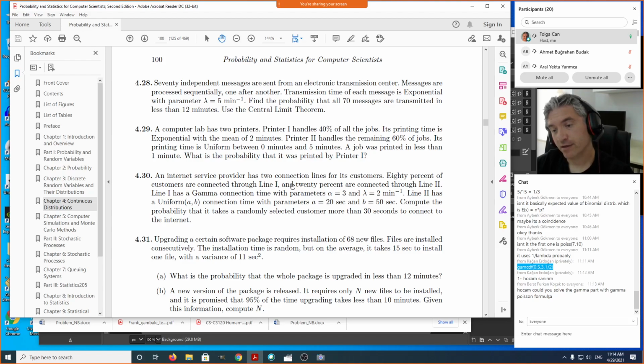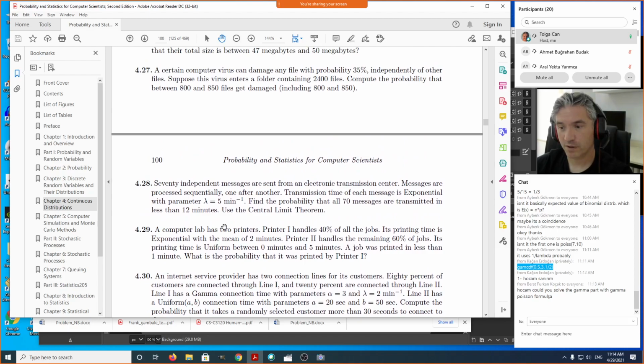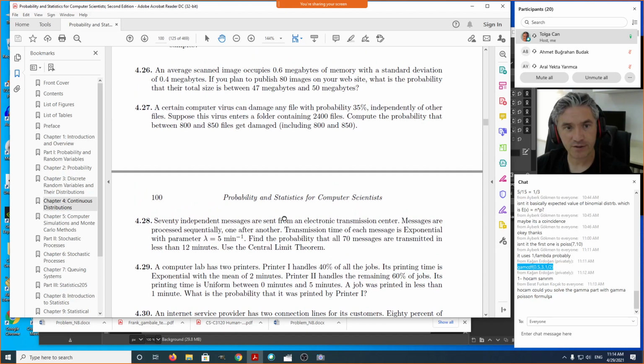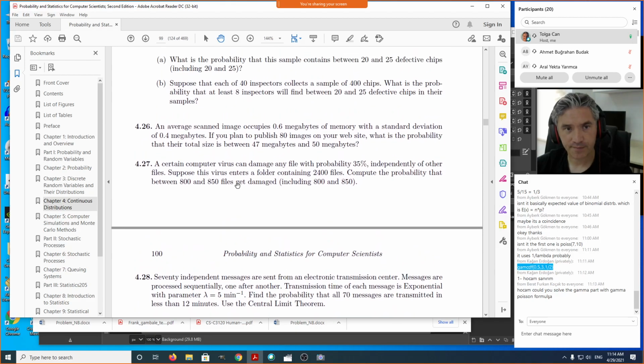Oh yeah, there's the gamma Poisson formula. Yeah, let's solve one question about the gamma Poisson formula. Does anybody know any exercises about the gamma Poisson formula here? Let's try to do that.